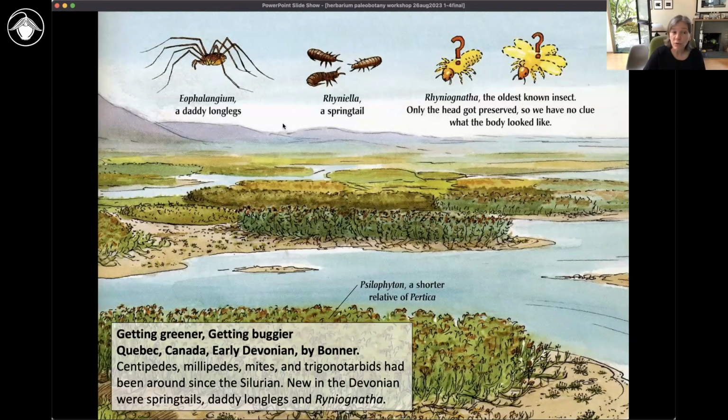So what we know from fossil deposits is that organisms like daddy longlegs already existed, that there were springtails already, and what might have been the oldest insect was around, but we actually don't know what the body looked like. So slowly, ecosystems are changing.